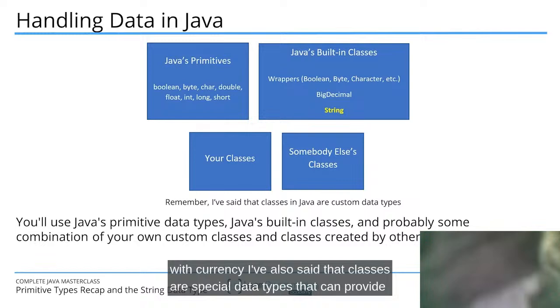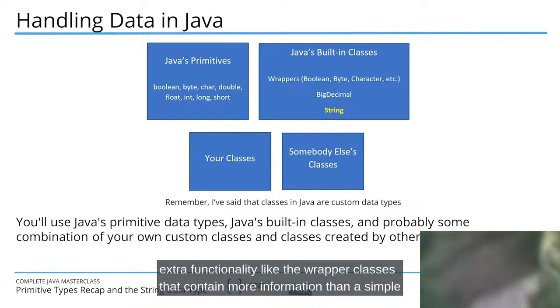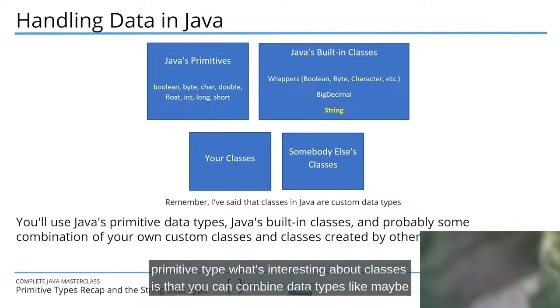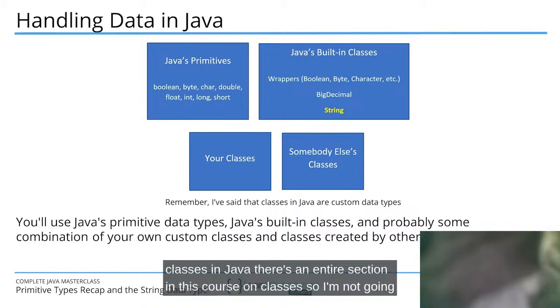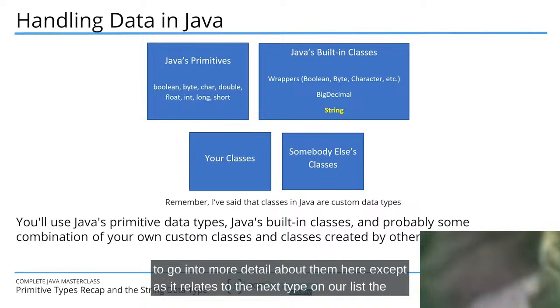I've also said that classes are special data types that can provide extra functionality, like the wrapper classes that contain more information than a simple primitive type. What's interesting about classes is that you can combine data types, like maybe one or more ints, doubles, booleans, etc., and create a sort of super data type, which again are called classes in Java. There's an entire section in this course on classes, so I'm not going to go into more detail about them here, except as it relates to the next type on our list, the string.